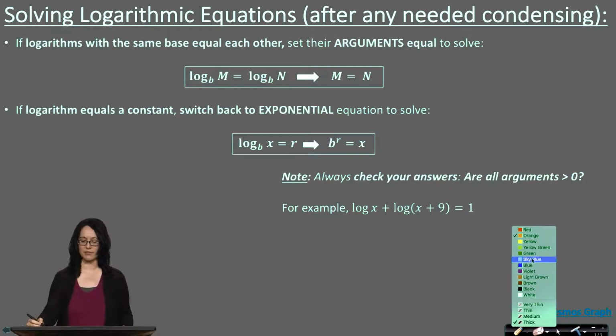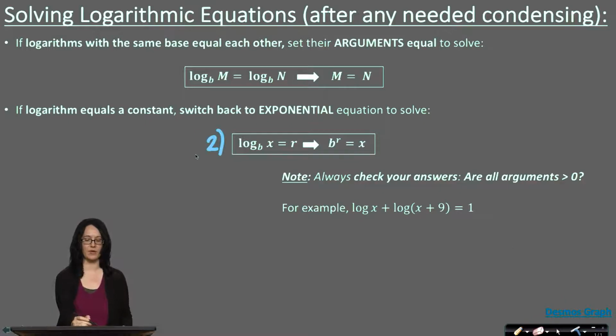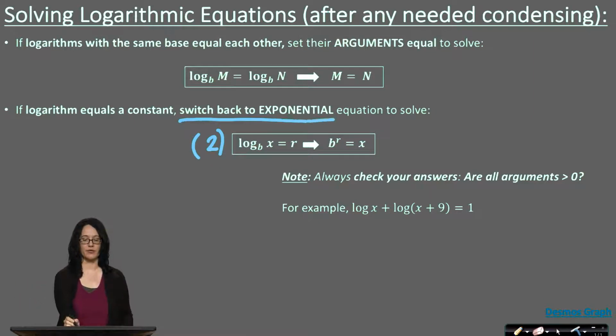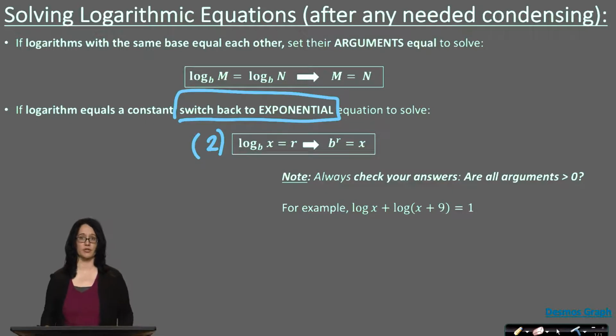The second type of situation we'll see is if we have a logarithm equaling a number. Now, there might be some condensing that we'll have to do for both of these scenarios, but once you've condensed completely, the question you have to ask yourself is, do I have a log equals a log with the same base, coefficients of 1, in which case I set my arguments equal, or do I just have a log equals a number? If I have a log equals a number, I'm going to strongly recommend that you switch back to an exponential equation to solve.